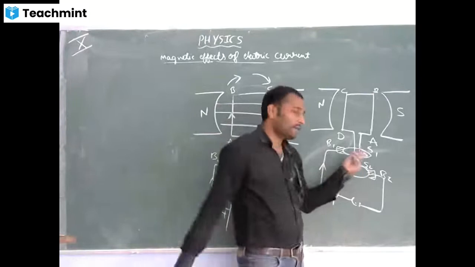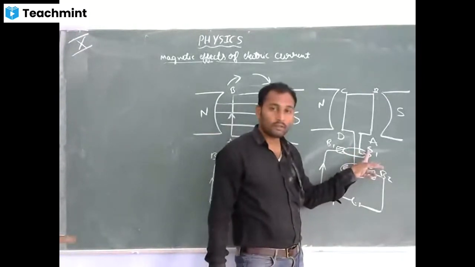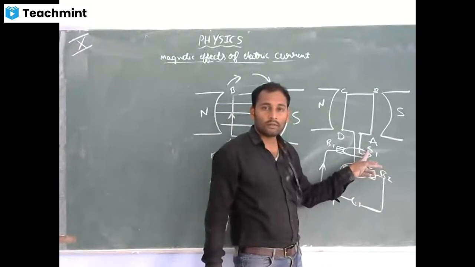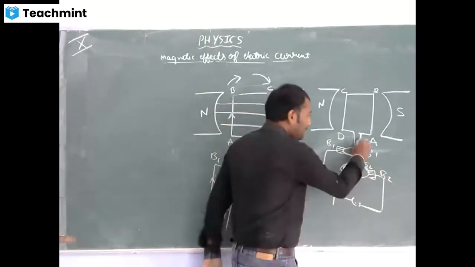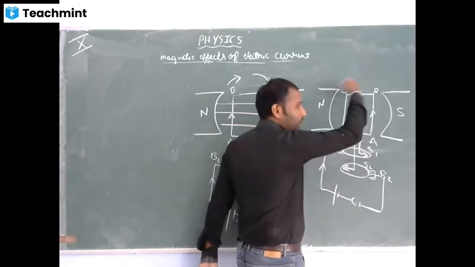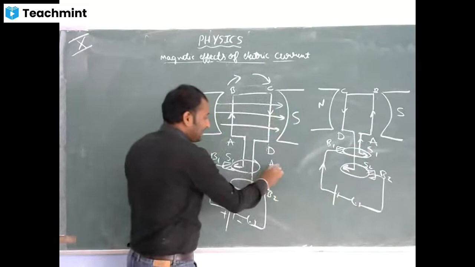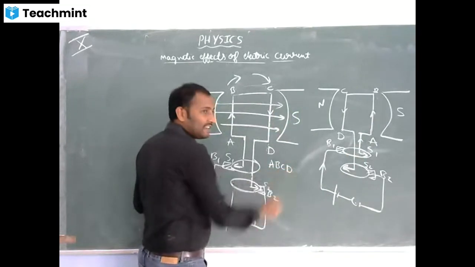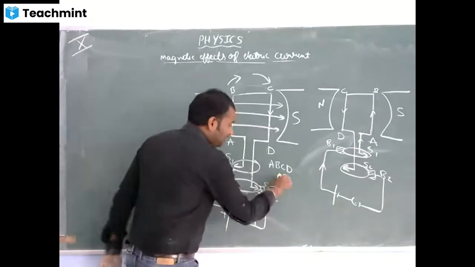B1. Check where B1 is connected. B1 is connected to S1. So current will start flowing from this way. First half, how the current direction was? A, B, C, D. Now second half, A, B, C, D. Second half also A, B, C, D.